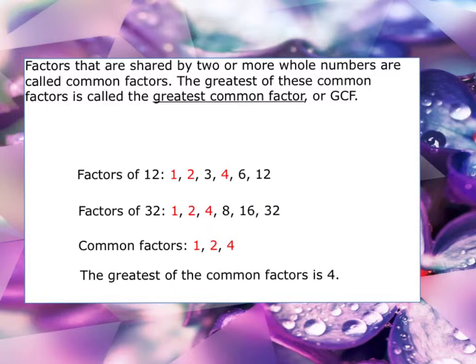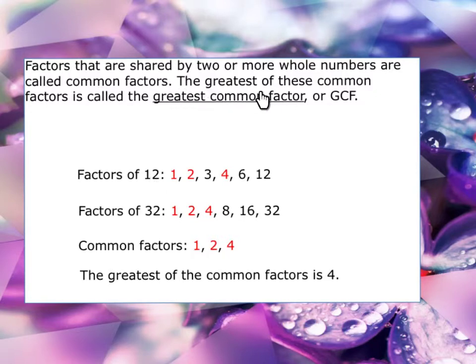Let's now talk about GCF. Factors that are shared by 2 or more whole numbers are called common factors. So we have the factors of 12, and they list up all the factors of 12. 1 times 12, 2 times 6, and then 3 times 4. Then we list all the factors of 32. Okay, here are the factors of 32. And notice all the numbers in red are the common factors. And the common factors for 12 and 32 are 1, 2, and 4.